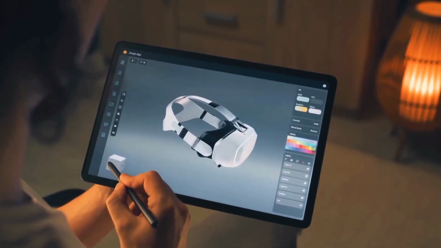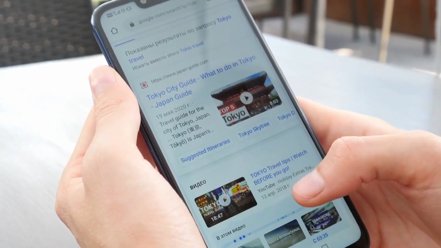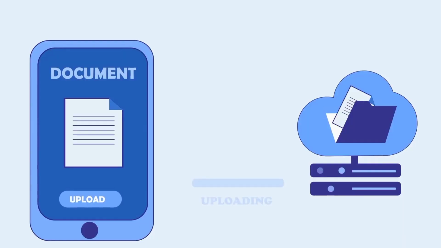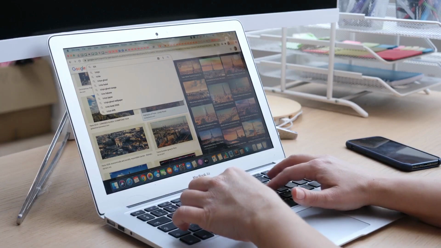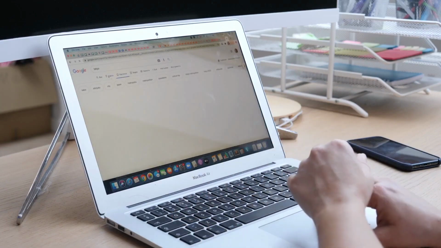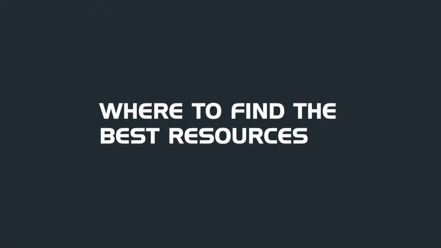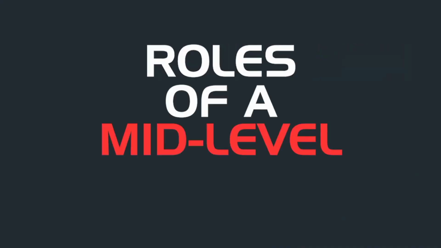Sometimes you'll need to rely on teammates for solutions to a software fix. Other times you just need to work through it on your own, either by going through Google or figuring it out with some private tricks. Now, using Google is a skill on its own. New developers might find software research a little tricky to conduct, primarily because they don't know where to find the best resources. But as a mid-level developer, you can do this without help. Roles of a mid-level developer.